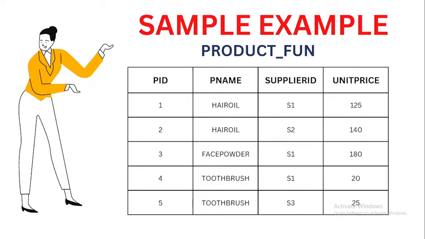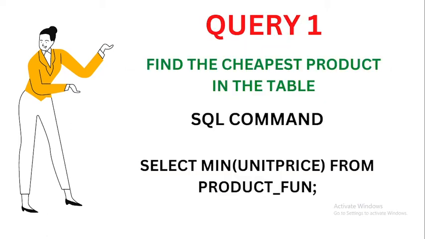Suppose we have a sample example. Here we have one input table. The name of the table is product_fun. We have 4 attributes in this table named product ID, product name, supplier ID and unit price. Along with this, we have inserted 5 records. Now suppose our first query is that we have to find the cheapest product in the table.